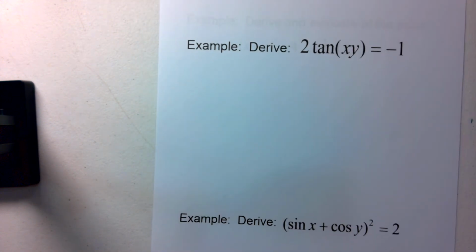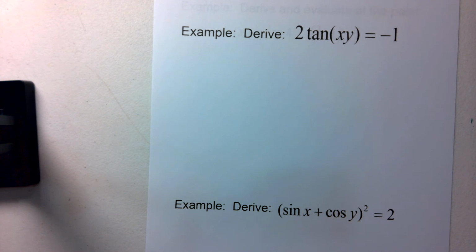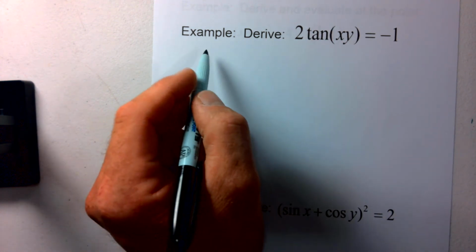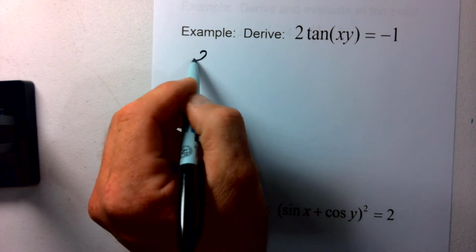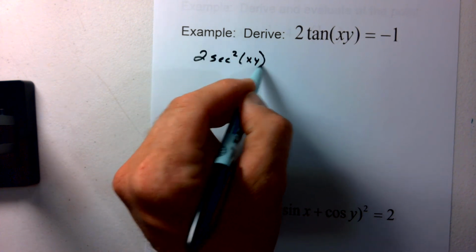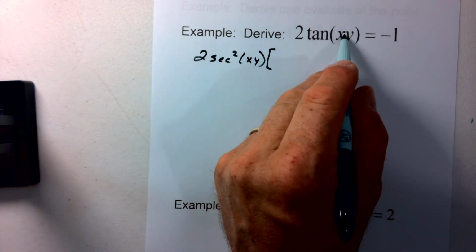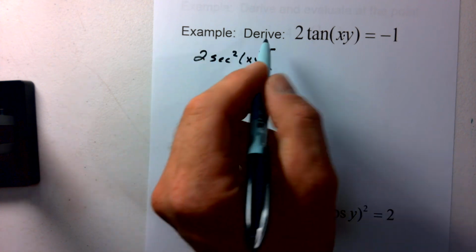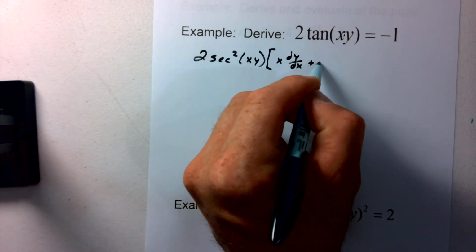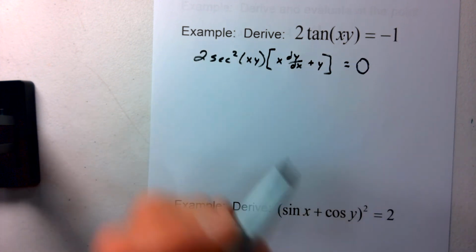I've got more. Here we have 2 tangent of xy equals -1. Can we find the derivative of this? And of course we can. So we have another trig function. We have 2 secant squared of xy times the derivative of xy. We have a product rule, derivative of the angle measure. So we have x dy/dx plus y. And that equals the derivative of -1, which is 0.